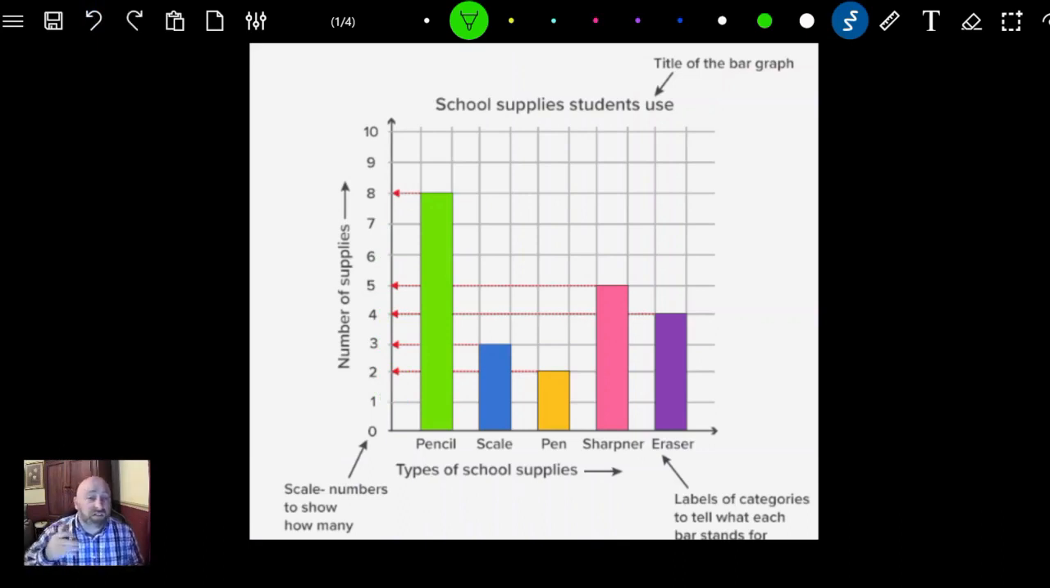Maybe your scale goes 0, 5, 10, 15, 20, 25, 30. Maybe your scale goes 50, 100, 150, 200, something like that. But scales always go what's called incrementally, in this case, in increments of 1. In the case of 50, 100, 150, 200, increments of 50. In other words, all of these lines are spaced the same amount apart.